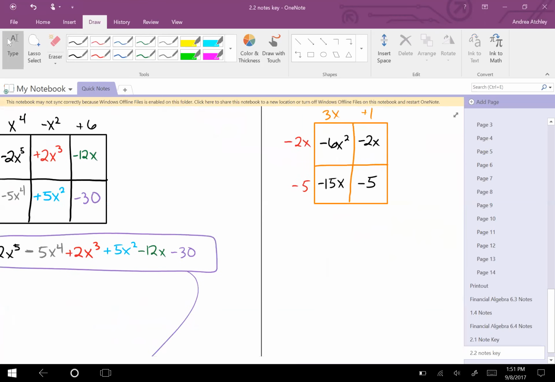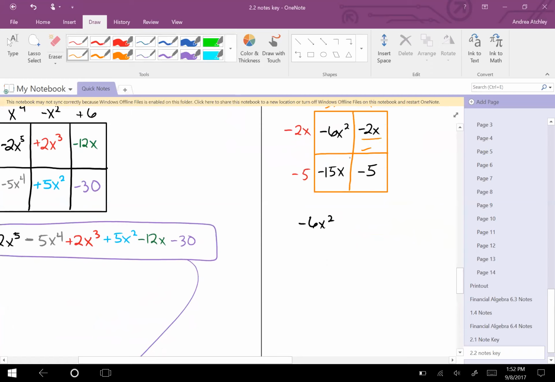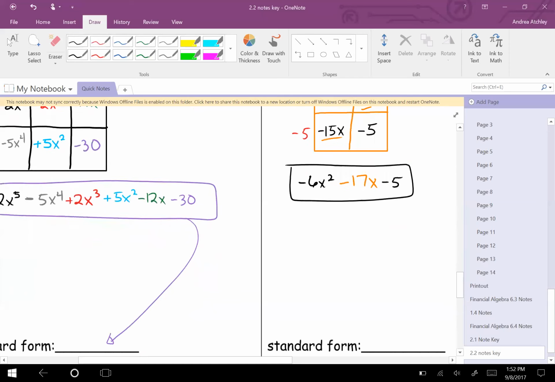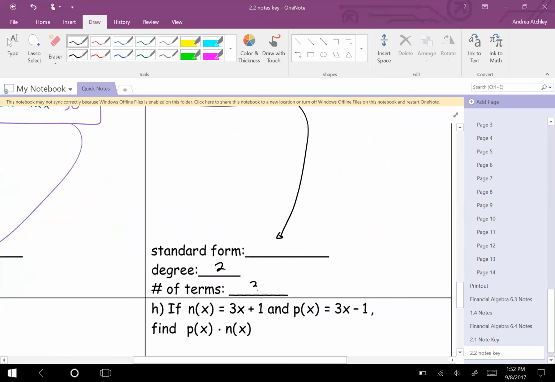Okay, then we can just combine any like terms we have. The negative 6x squared is all by itself. We do have a negative 2x and a negative 15x. They're both x's. They're the same sign, so I'm going to add and get negative 17x. And then minus the 5. So that's my polynomial in standard form. What's the degree, class? 2, good. And how many terms? 3.